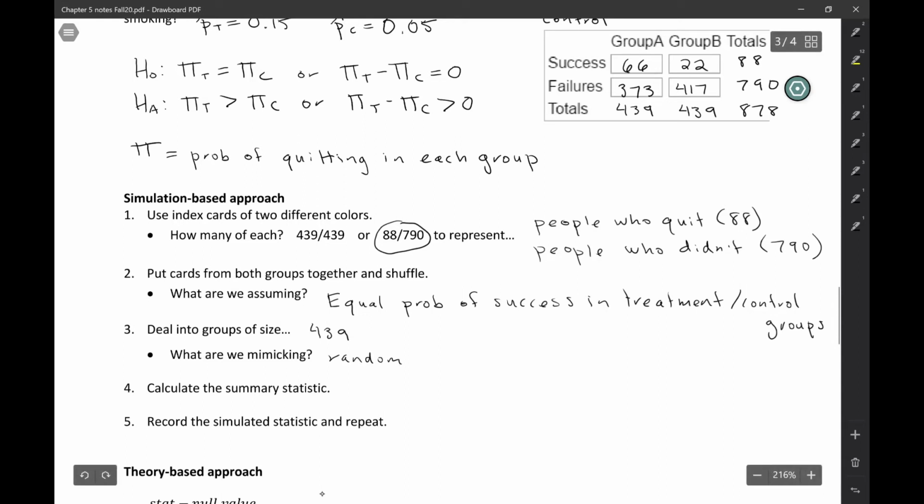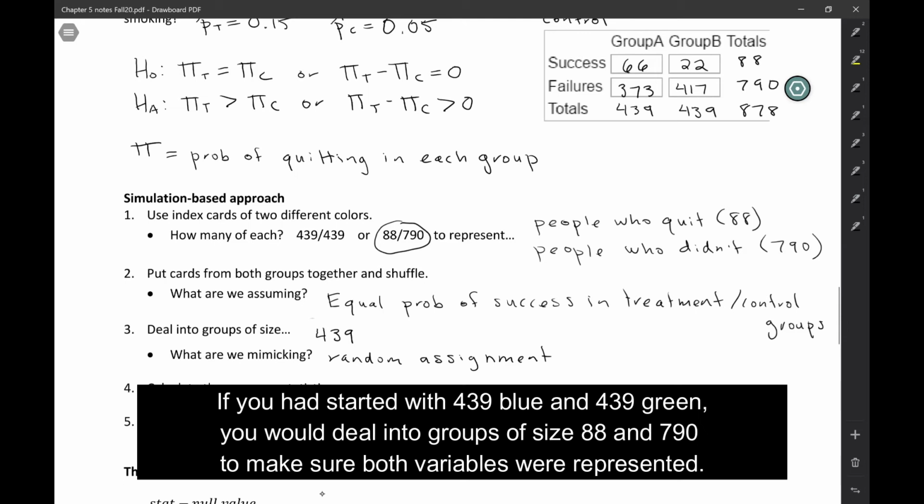And here we randomly assign them into equal sized groups. If we had done different sized groups in the original study, we would use different sized groups in the simulation. We just want them to match. This also helps you see why you need to do 88 and 790 when you're picking out your card colors, because you don't want to represent the same thing twice.